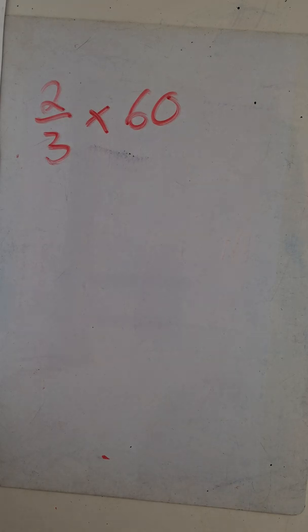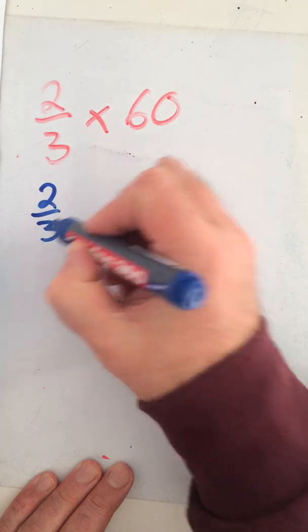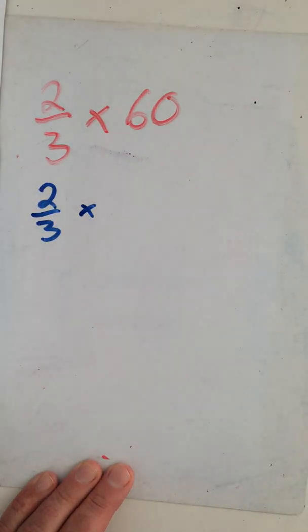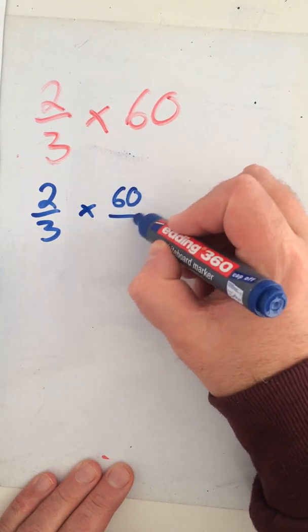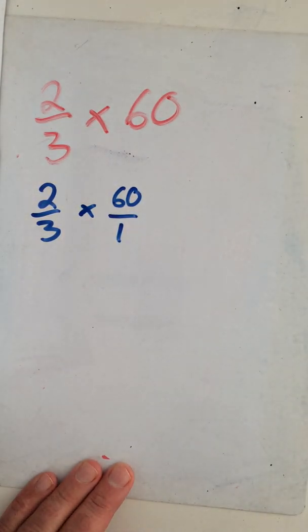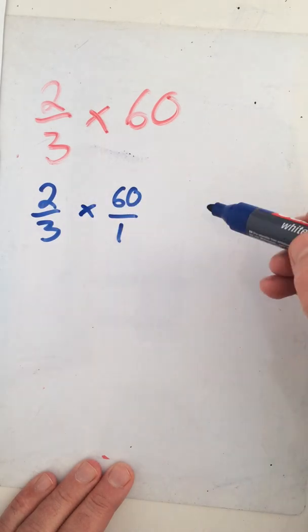Okay, so let's just do it the way we've been taught to multiply fractions. First of all, we can do 2/3 times 60. If I want to turn 60 into a fraction, all I have to do is put 60 over 1. And from there, we can work it out, can't we?